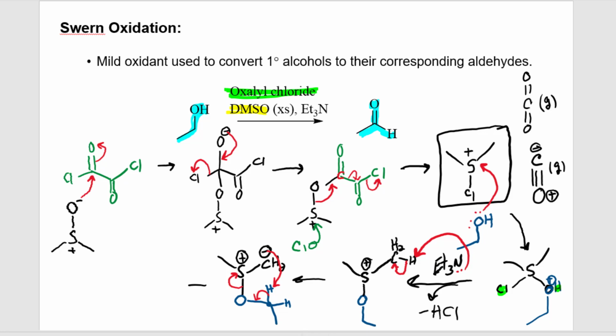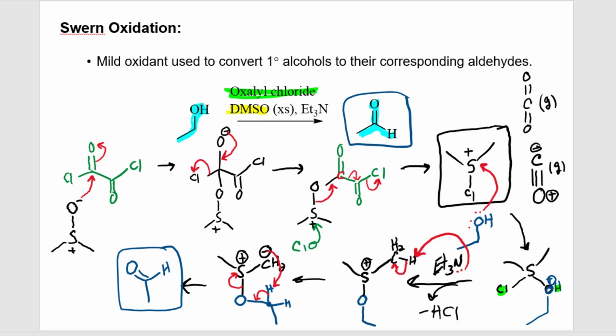What does that give us? Well, importantly, it gives us our oxidized system. That was the product that we wanted to get. The byproduct is dimethyl sulfide. Smells like rotten eggs.